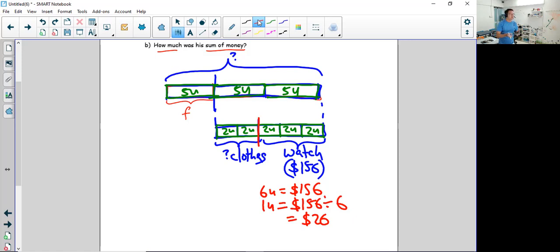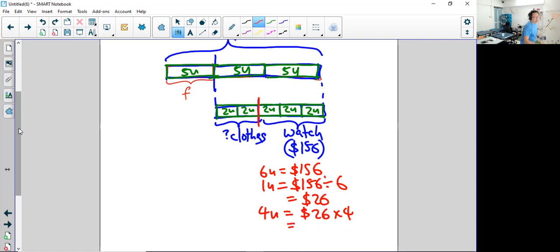And you use that value to find your question mark, which is how much did he spend on clothes? So he spent 4 units, right? 4 units on clothes. So you take 26 and you times 4, and you will get how much? So 26 times 4, he must have spent $104 on clothes, and you got your part A easily.